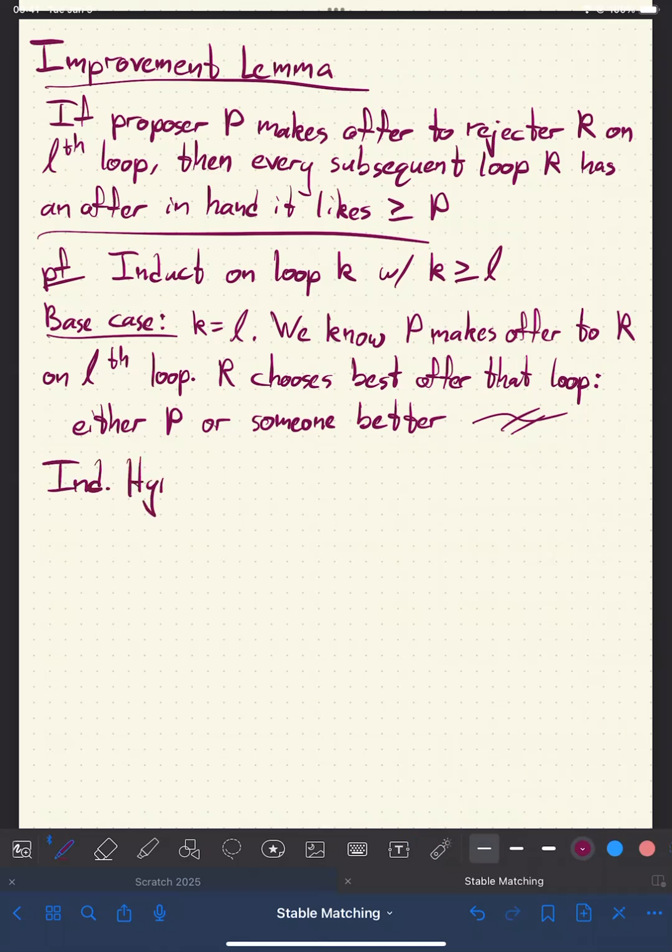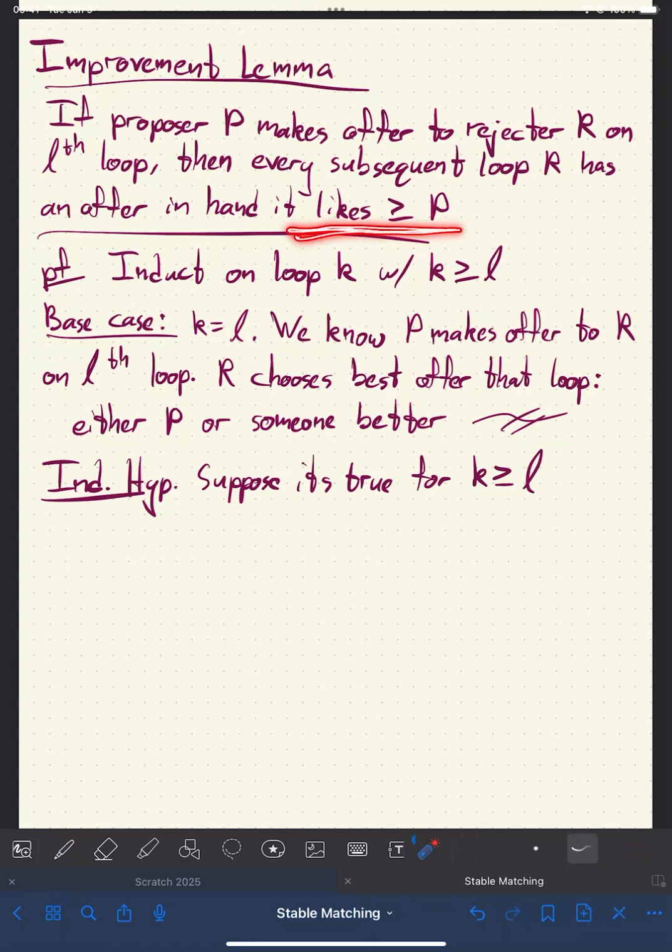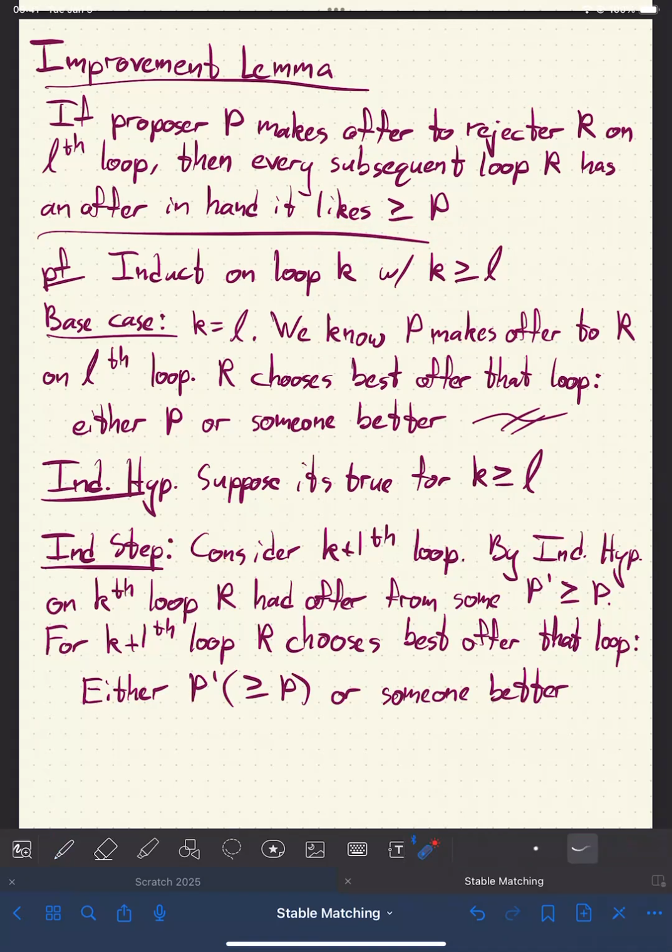And in this case, again, we're not gonna make a huge deal of this because this is just walking through the intuition that we already said. So we're just gonna say, suppose it's true for K greater than or equal to L. What's true? That R has someone in hand that they like at least as much as P. So then the inductive step, and again, we're not going to write this out in real time. I'll just walk you through it.